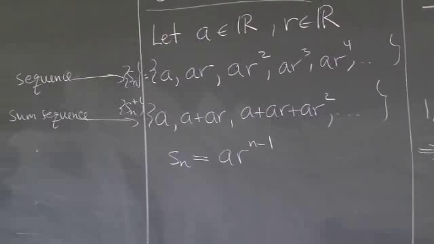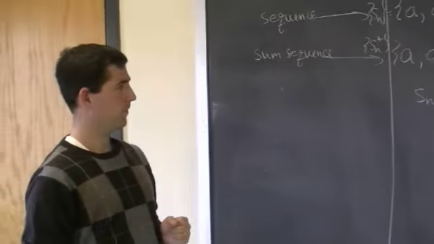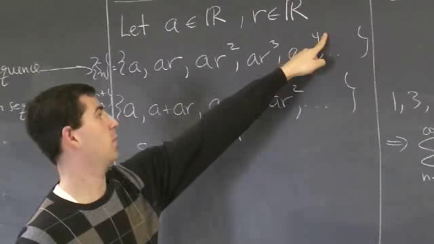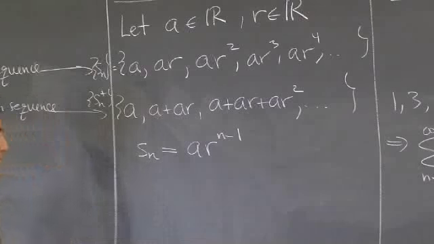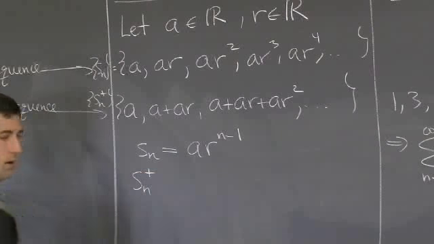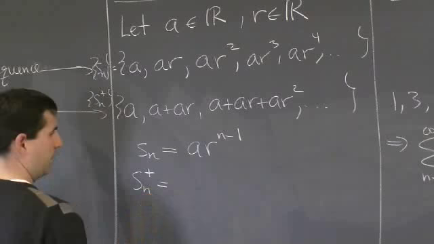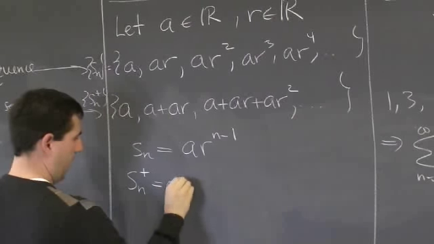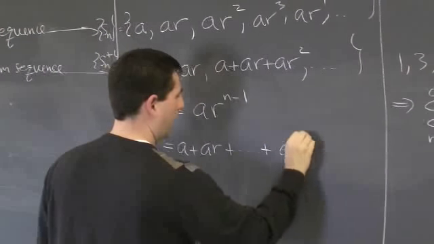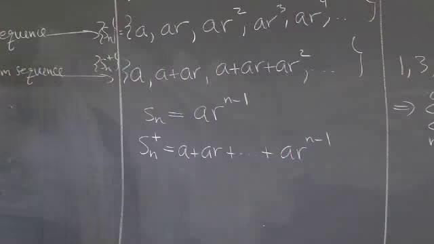The fifth term in the sequence, 1, 2, 3, 4, 5, is ar to the fourth, 5 minus 1. And then Sn is a plus ar plus up to ar to the n minus 1.